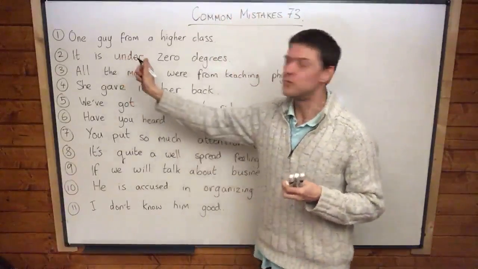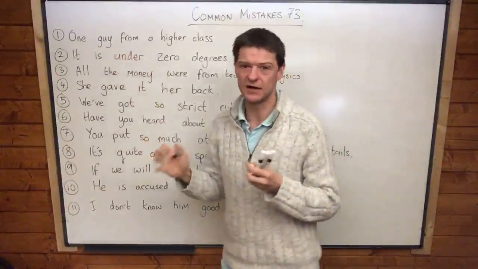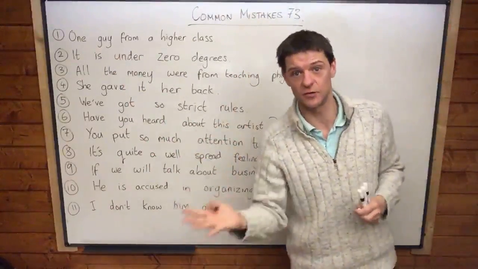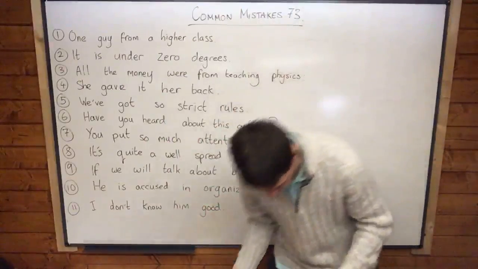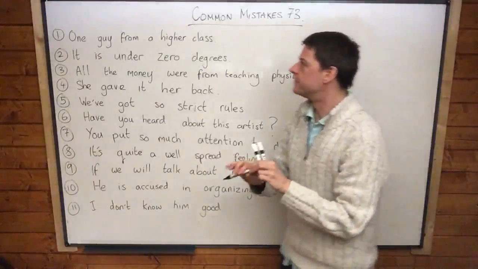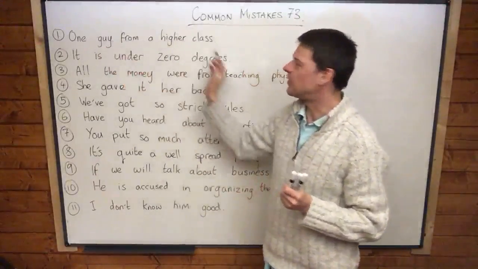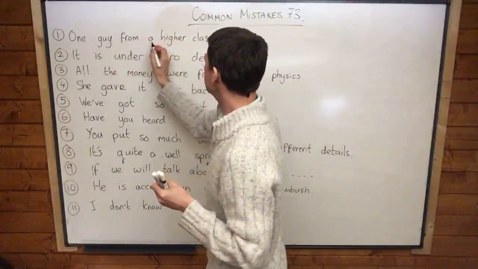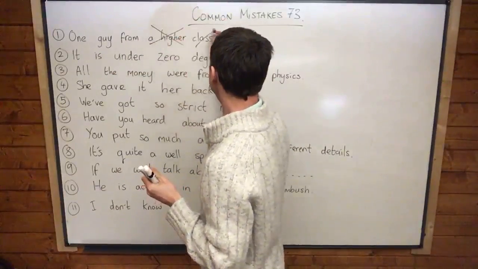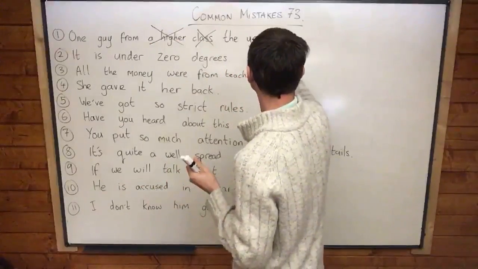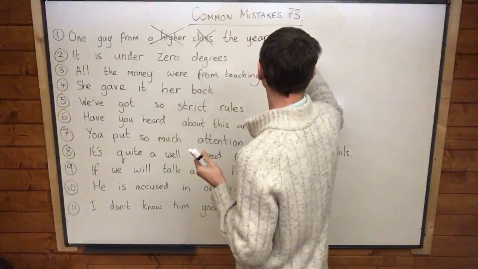So we can't really say this, "one guy from a higher class." It starts to sound like one guy from the upper class and not the working class. It starts to sound like a sociological statement. So we don't want to say "one guy from a higher class." We want to say something like this: one guy from the year above me. I think it's very clear, the year above me. One guy from the year above me.